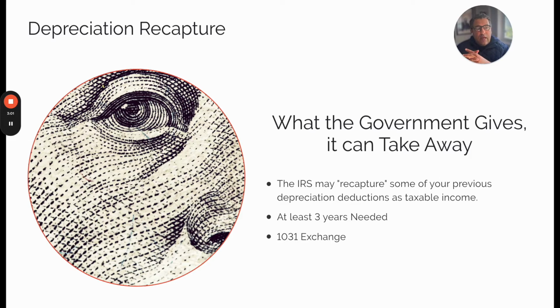So what we recommend is if you don't have at least 3 years before you're going to sell and cash out, this doesn't really help you in any way. But if you are going to do a 1031 exchange, there's really no limit on how quickly you can sell because you're deferring the taxes.